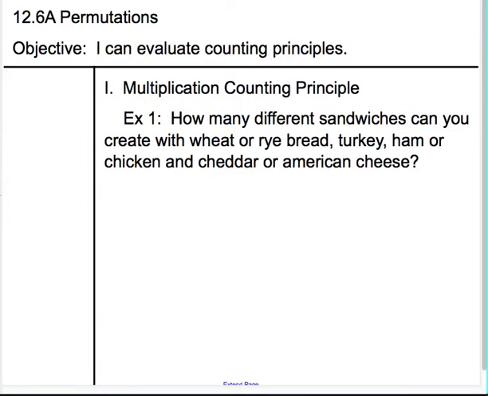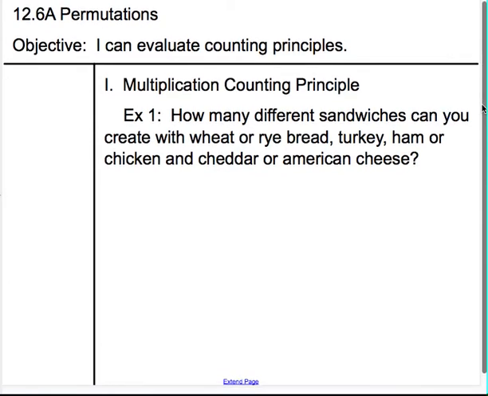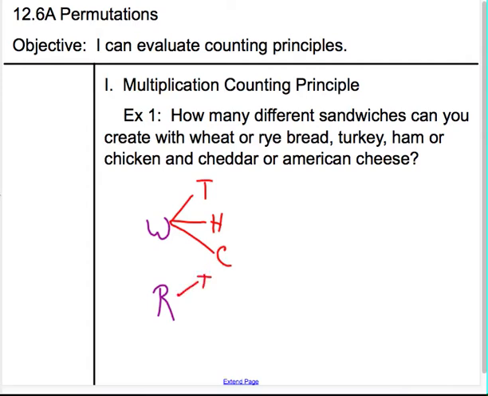All right, so the first thing that I want to do is look at where this multiplication counting principle comes from. We're looking at building a sandwich, and we have a couple of different options of bread. We can have wheat bread or rye bread. I'm going to create a tree diagram to show the different sandwiches we could put together. After we choose our bread, we choose our meat. So I could choose wheat bread and then turkey, or wheat bread and then ham, or wheat bread and then chicken. Same goes with, I have the same options if I had chosen rye bread.